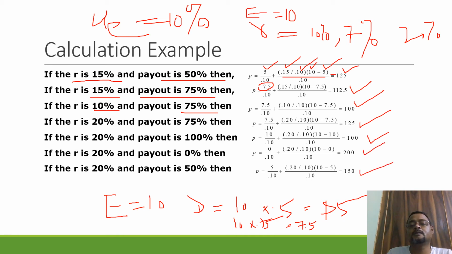You can see if you are paying a dividend payout of 100%, D is equal to E. If you're paying a dividend payout of 0%, D is 0, because essentially $10 multiplied by 0%. So you can accordingly calculate that D is equal to E into the payout ratio.